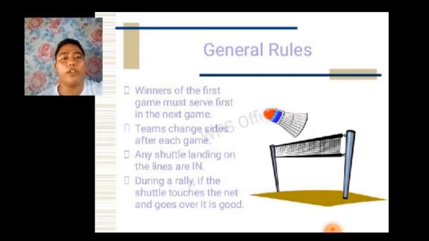O ang katulo, shuttle landing on the line are in. Kutob sa ang shuttlecock na musulod sa line, score na siya. During a rally, if the shuttle touch the net and goes over it, it's good. So ang pasabotan ni kung ang shuttlecock mo touch sa net, then musulod sa side sa kalaban, score na, goods na.